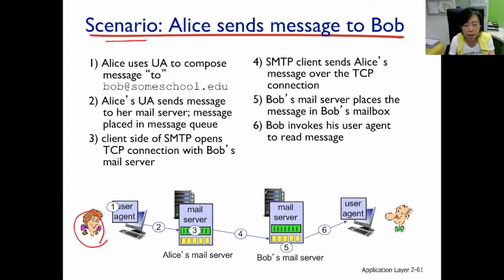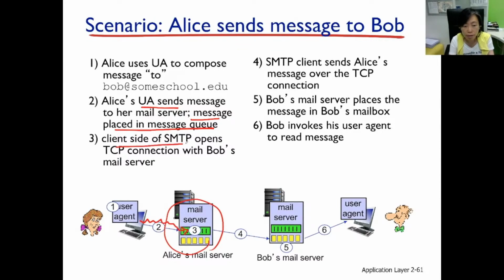Alice here is sending an email to Bob over there. Alice will need to start the user agent first to compose an email. In the email, she needs to specify the receiver. Then the user agent will send the email to the message queue in the local mail server. So that is step 2, the email going to the message queue.